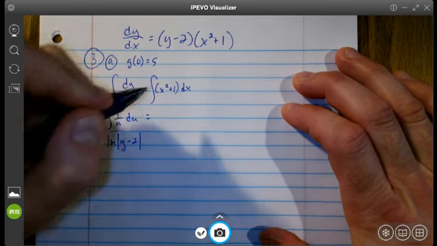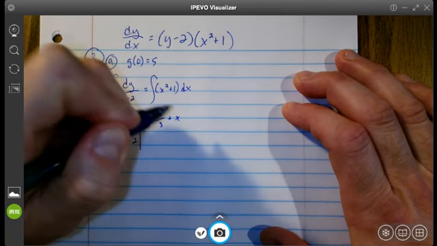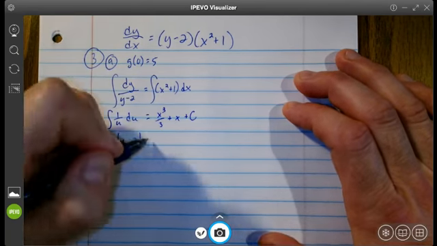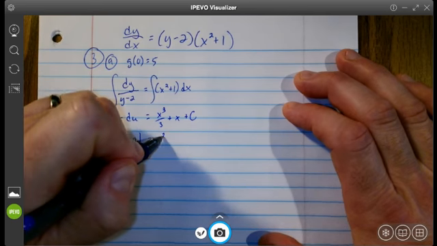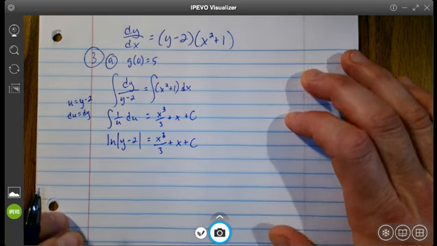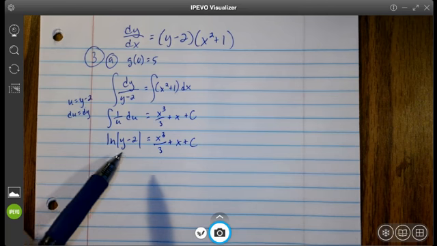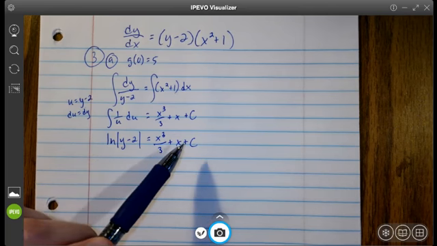On the right side, I'm going to integrate, and I'm going to get x cubed over 3 plus x plus c. Don't forget about the plus c. It has to be on one of the two sides. x cubed over 3 plus x plus c. So now I have integrated. I have found an indefinite integral, so I have to add the c.